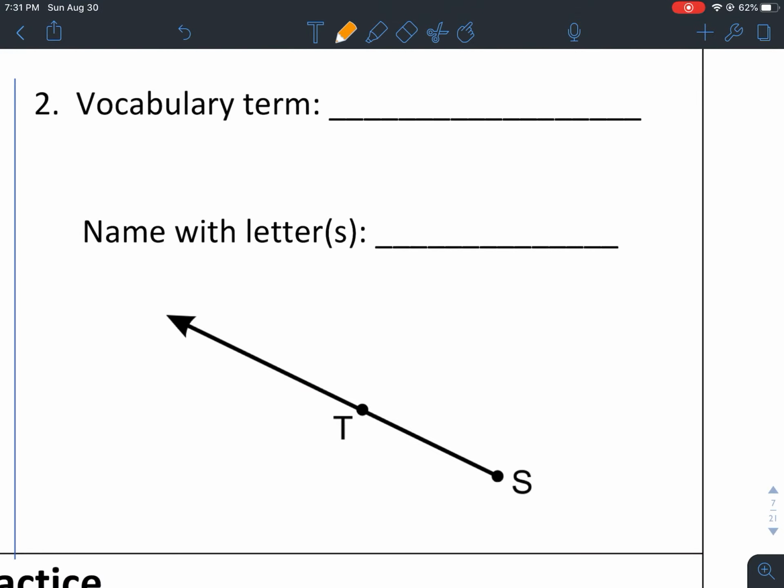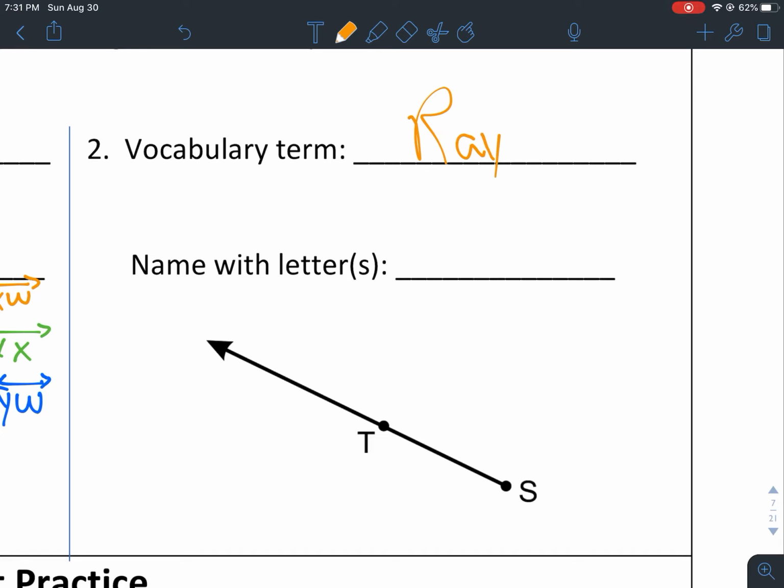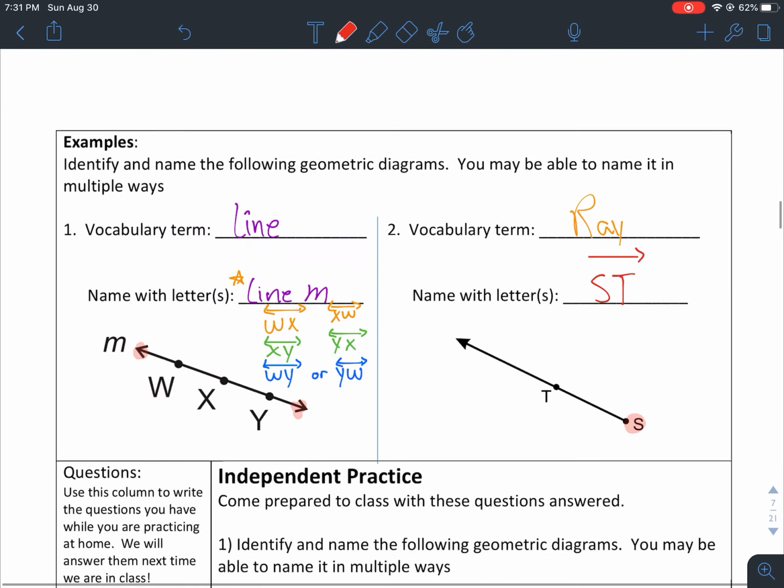Second one, if I take a look at the diagram, this is technically a ray. Now how to name it? There's actually one way to name this. You have to use the 2 letters that are given to me, starting with the endpoint, and the endpoint for this ray is S. So I'm going to name this ST with the ray symbol on top, and that's how you would name that.